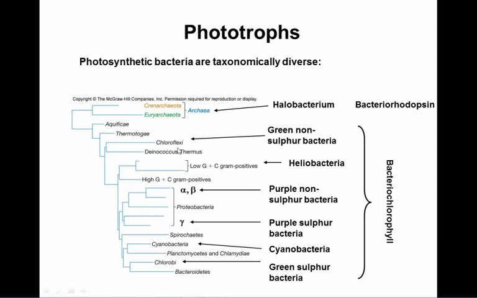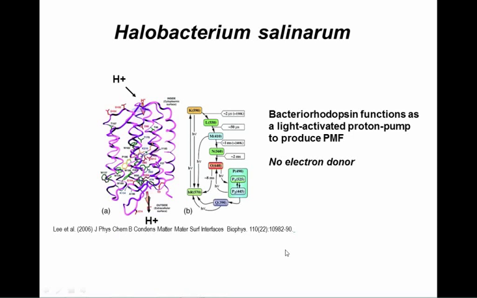So Chloroflexi, they're the green non-sulfur bacteria, Chlorobi green sulfur bacteria. So we'll just have a look at what photosynthesis is doing in the bacterial metabolism in Halobacterium, green sulfur bacteria, purple non-sulfur bacteria, and cyanobacteria. Okay, we're not going to look at everybody.